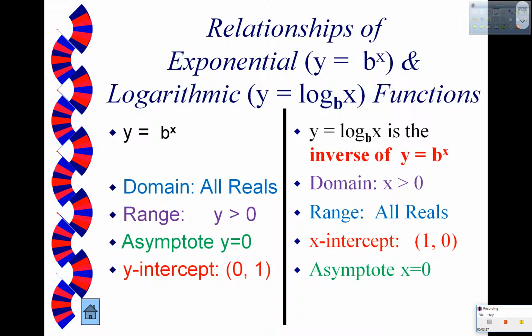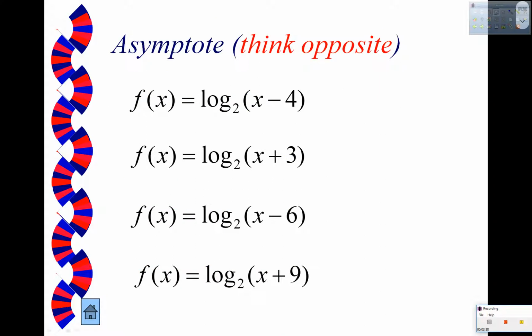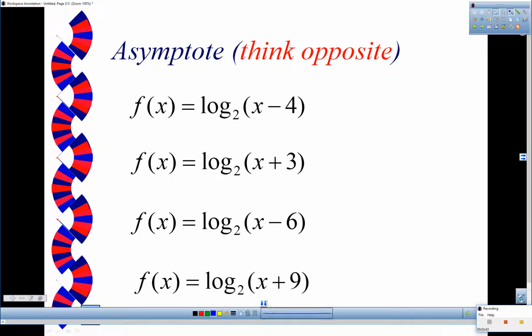That's all fine and dandy unless you make some transformation. The first thing I would suggest for a logarithmic function is to determine where the asymptote is. To determine where the asymptote is, I need you to think opposite. For example, if I wanted you to graph log base 2 of (x minus 4), the first thing I would want to know is, where is the asymptote? It's opposite, so it's at x is equal to 4.